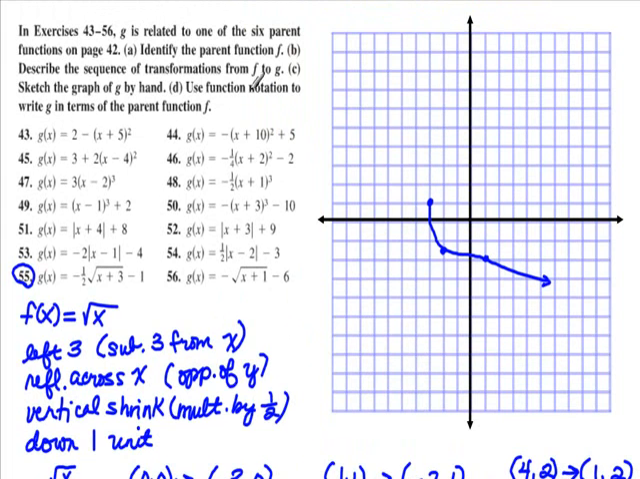Now, it also says to use function notation to write g in terms of the parent function. So we did that earlier, but that would mean that this is really equal to -1/2 times f of x plus 3 minus 1. Basically, whatever's inside the parent function is inside the function notation, and everything else is on the outside.